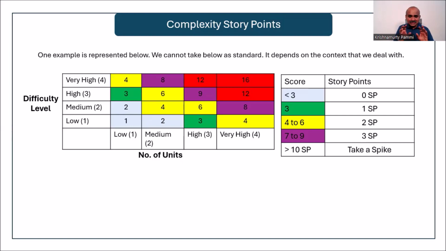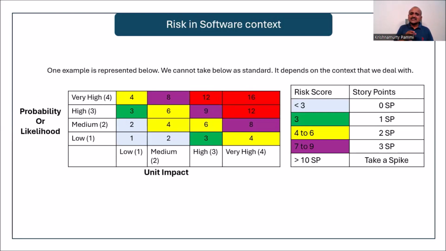No. See, tomorrow, if you claim certain story points for complexity, you should be in a position to answer why you are claiming more story points for complexity. So is for risk. For example, risk has two contexts. On the x-axis, number of units impacted. On the y-axis, the probability or likelihood. So here also you can come up with the same paradigm where low, medium, high, and very high are given 1, 2, 3, 4 ratings. Similarly, the probability is given low as 1, medium as 2, high as 3, very high as 4. And the product is here.